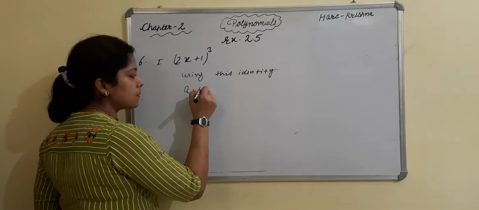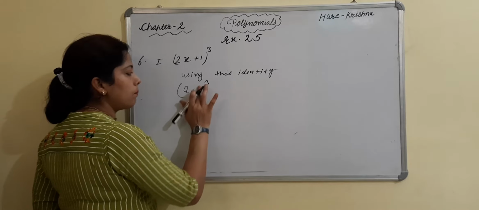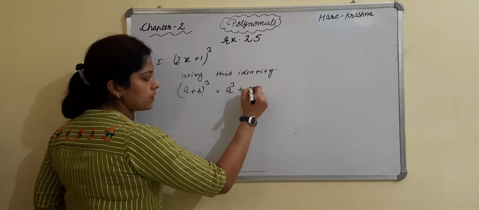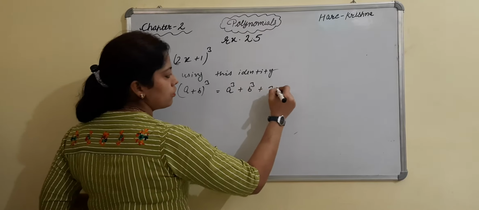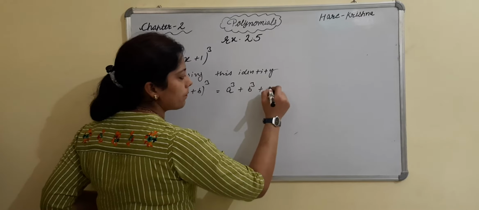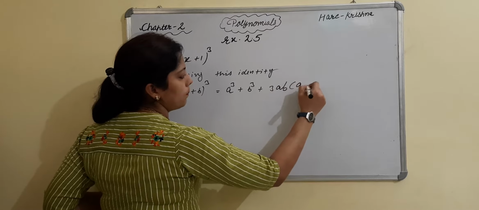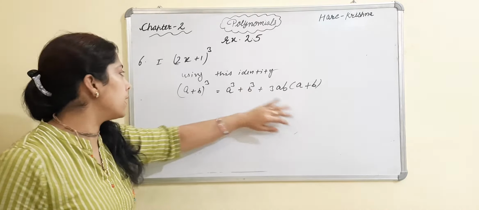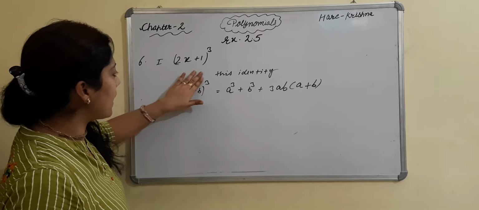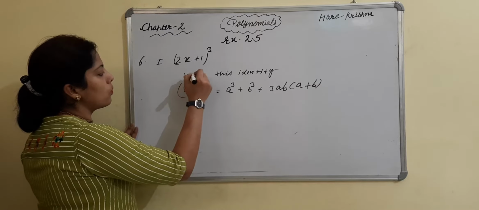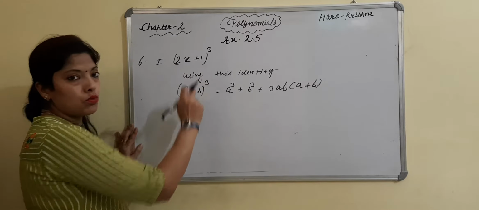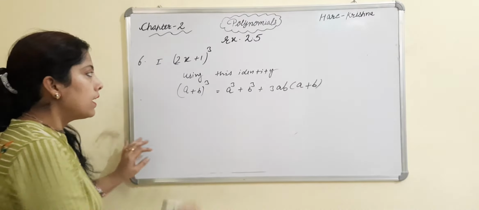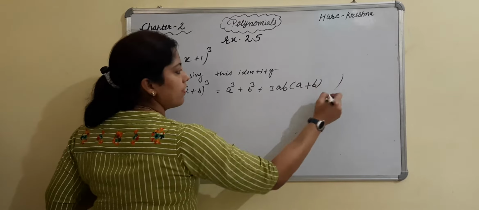(a + b) cube is equal to a cube plus b cube plus 3ab into (a + b). This is the expand form of (a + b) cube. If this is the expand of (a + b) cube, then 2x plus 1: 2x is our a, 1 is our b. And we have to find (a + b) cube using this identity. Okay, we have to use this.